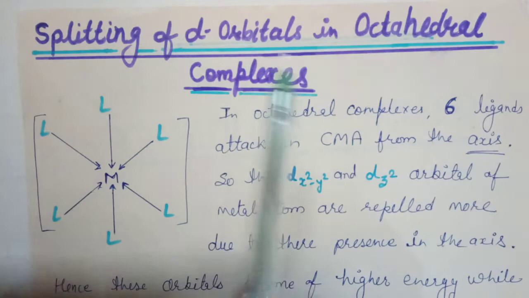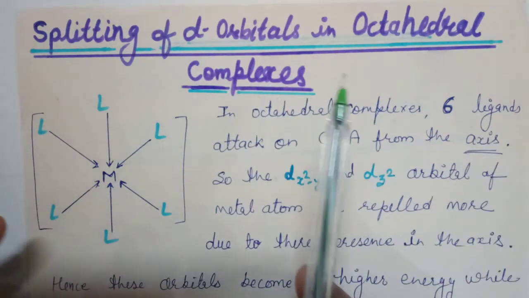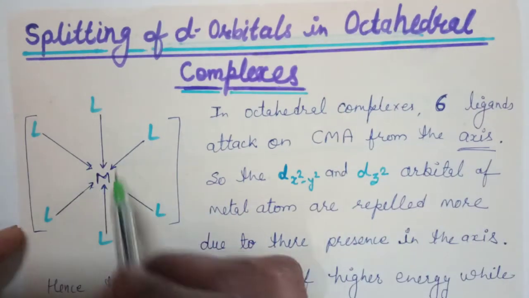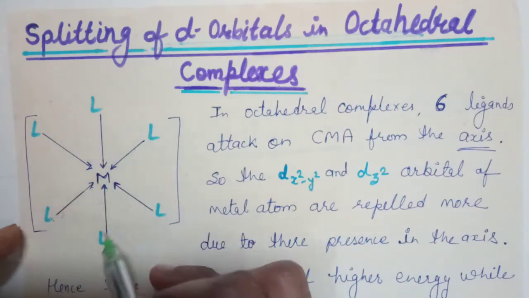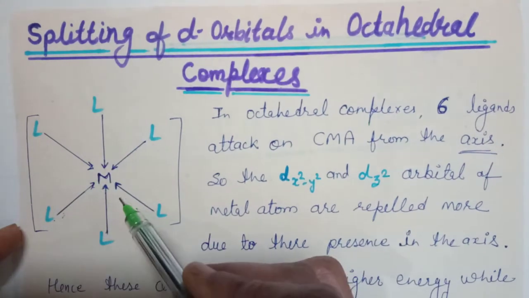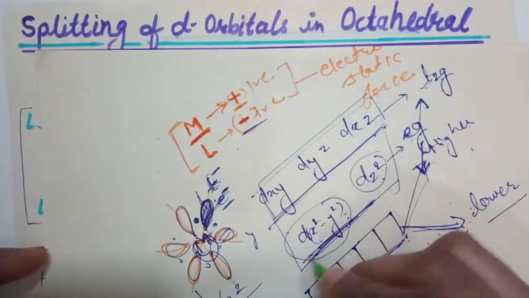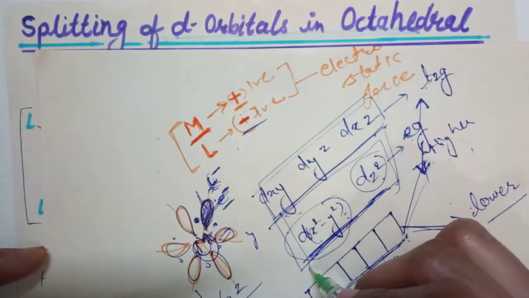We will explain the splitting of d orbitals in octahedral and tetrahedral complexes. First of all, we will take the octahedral complexes. Octahedral complexes means the geometry is in the axes, means 6 ligands are attacking from the axis. So the orbitals which are present in the axis, dx square y square and dz square, are repelled more.